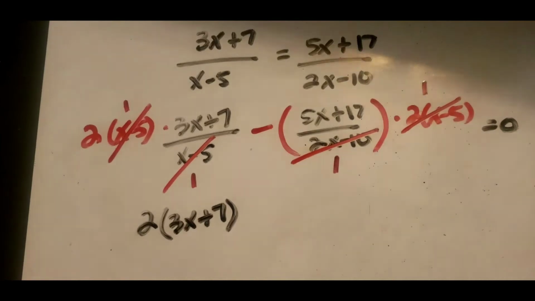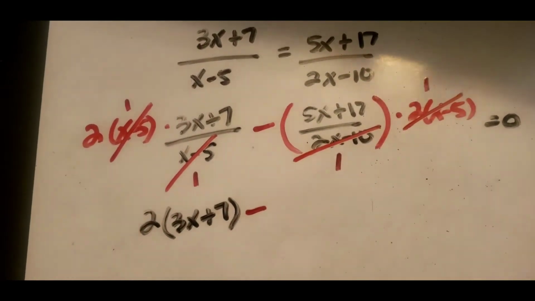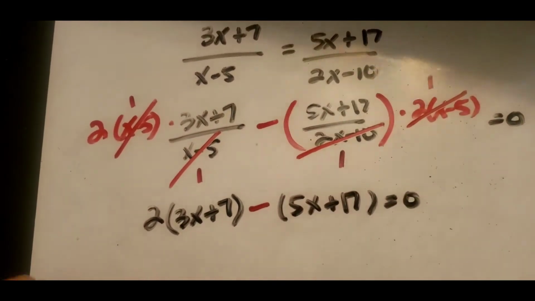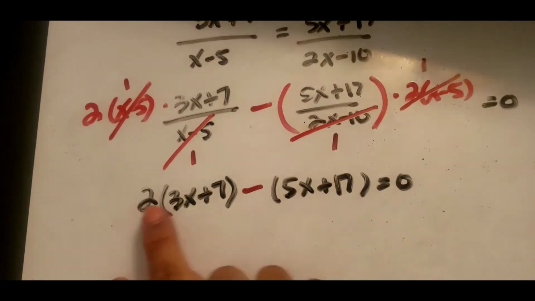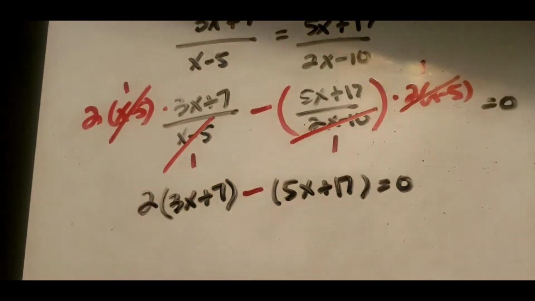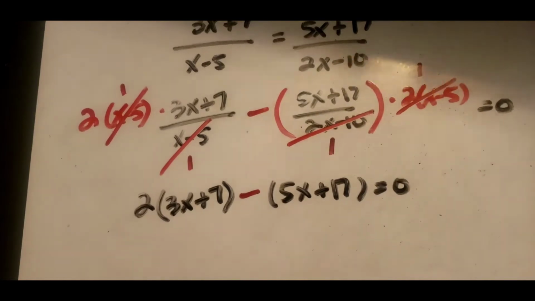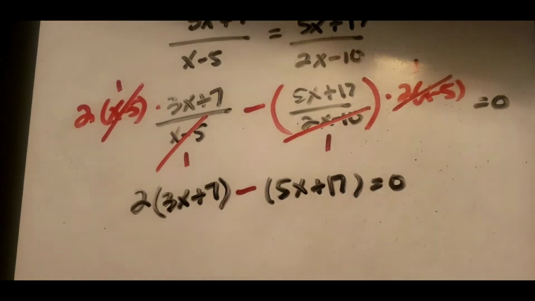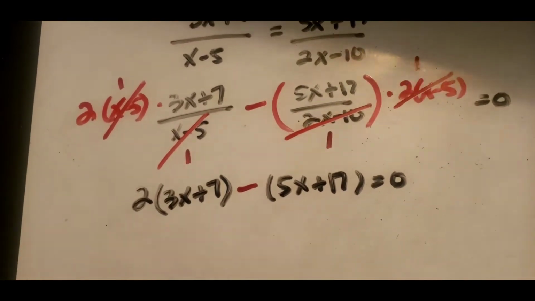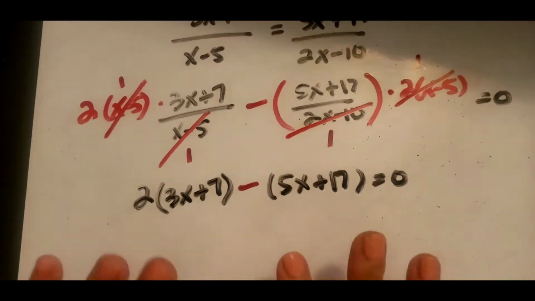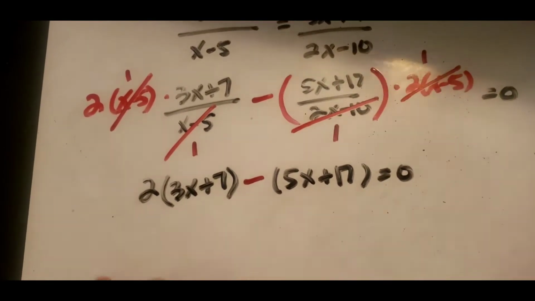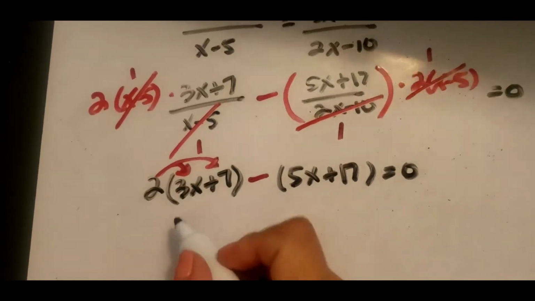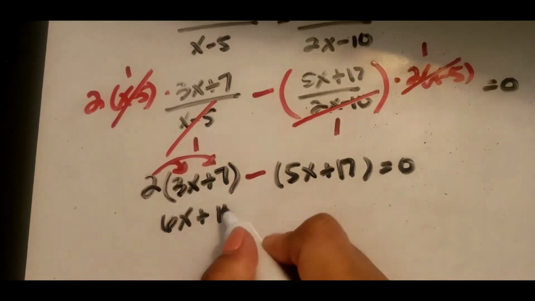So we're just going to get 1. Then what we should have left is minus, and I'm still going to keep this in parentheses, 5x plus 17 equals 0. So now we have an equation instead of 2 fractions. The whole point of multiplying by the LCD is to get rid of your denominators. So that's kind of a heads up: if they don't go away, then you did something wrong. Now that we have this, let's start applying some properties. The first thing we're going to do is distribute this 2. So now we're going to end up with 6x plus 14.